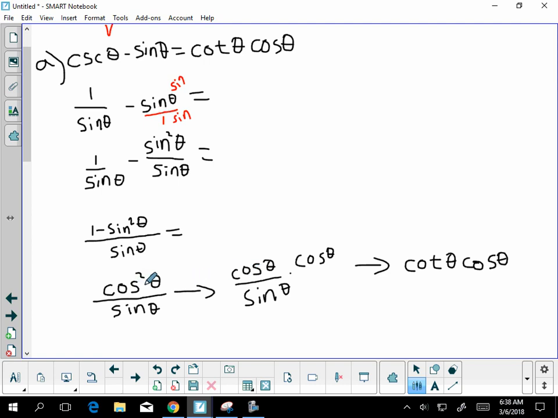Well, cosine squared theta is really just cosine times cosine. So cosine over sine gives me the cotangent, and I still have just that plain old cosine. So out there, you just proved one side is the same as the other. Letter B is really the same problem. It's just starting at the second step.